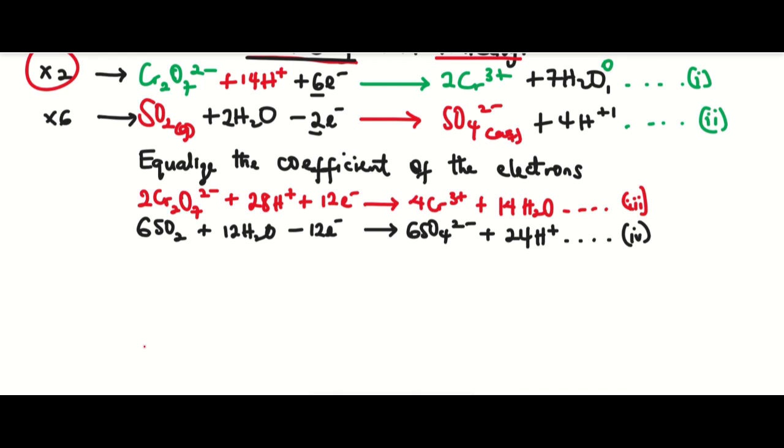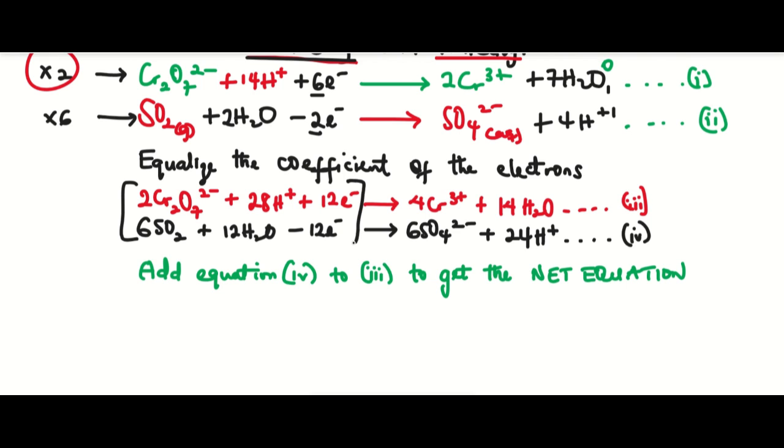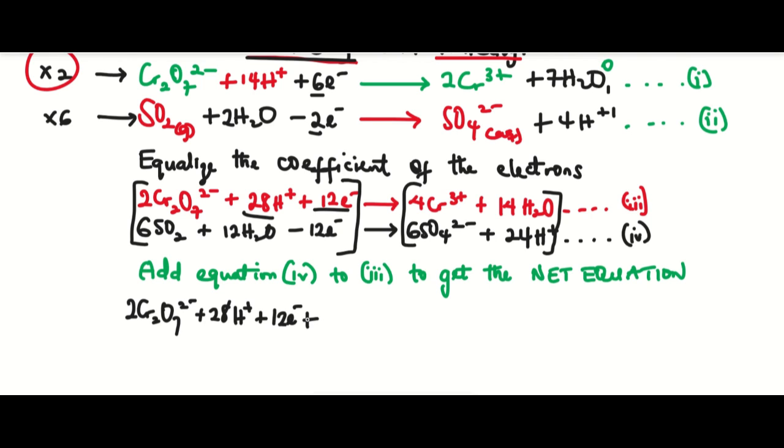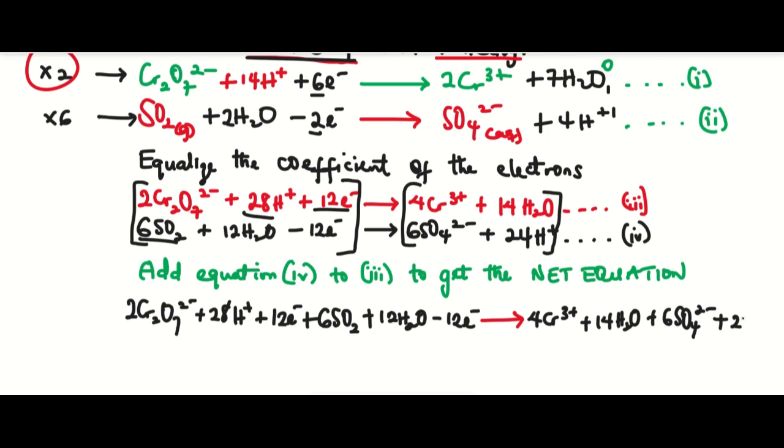The next thing to do is to get the next equation by adding equation 4 to equation 3. To add, you are considering the reactant part of each of those equations to be added together, and so we have 2Cr2O7 2 minus plus 28 moles of hydrogen ion plus 12 moles of electron plus 6 moles of SO2 plus 12 moles of H2O minus 12 moles of electron to give 4 moles of chromium ion plus 14 moles of H2O plus 6 moles of SO4 2 minus plus 24 moles of hydrogen ion. Now observe that we can cancel out the electrons because we have plus and minus 12e.